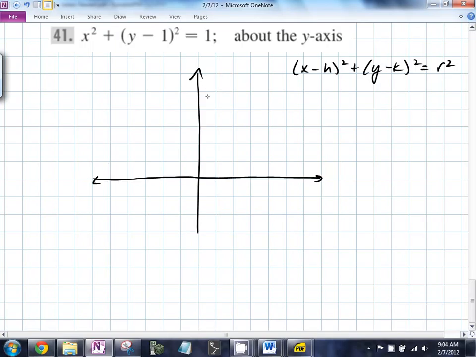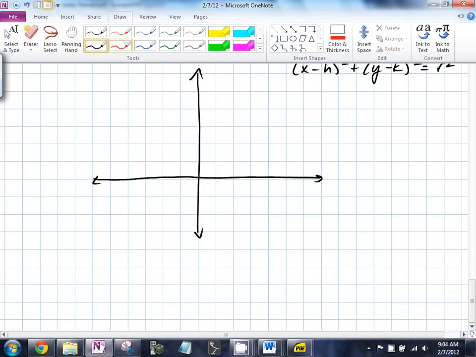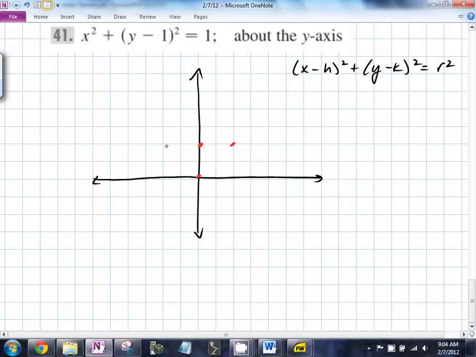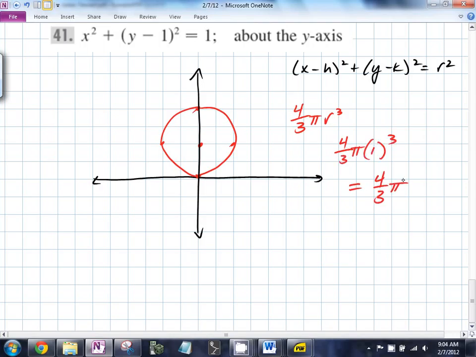Okay, so here it is. So did you graph this? So it's right here. Let's say that's 1. So we have a circle of radius 1. Are we okay with this? If we spin that around the y-axis, what do you get? A sphere. 4/3 pi r cubed is the formula. So that's going to be 4/3 pi times 1 cubed. So what's the answer going to be? 4/3 pi. Done.